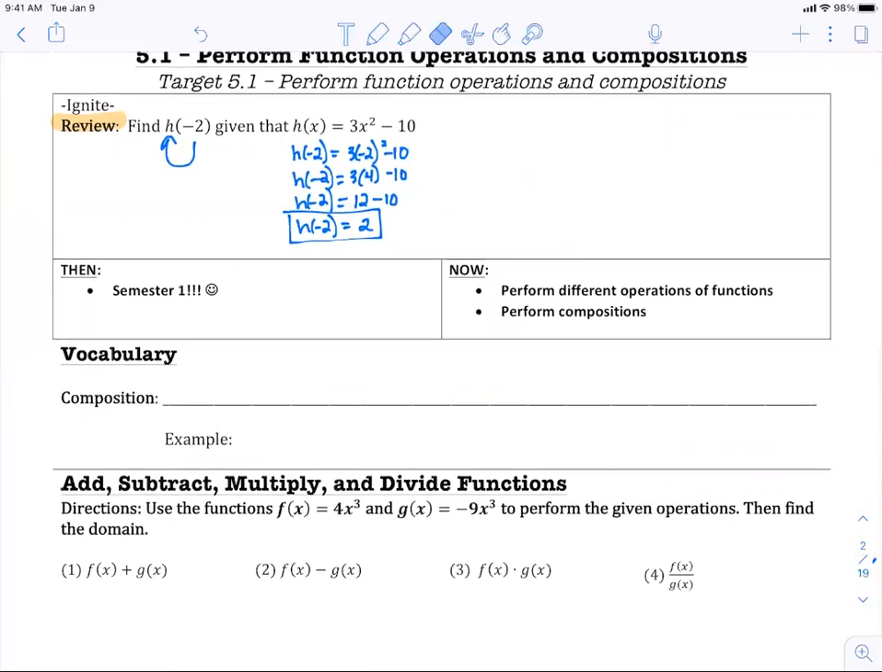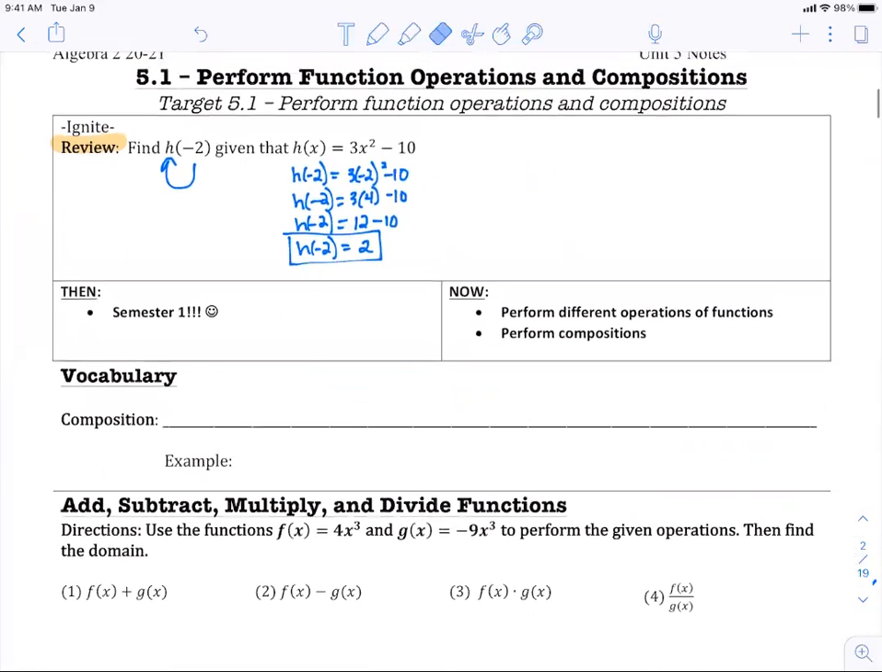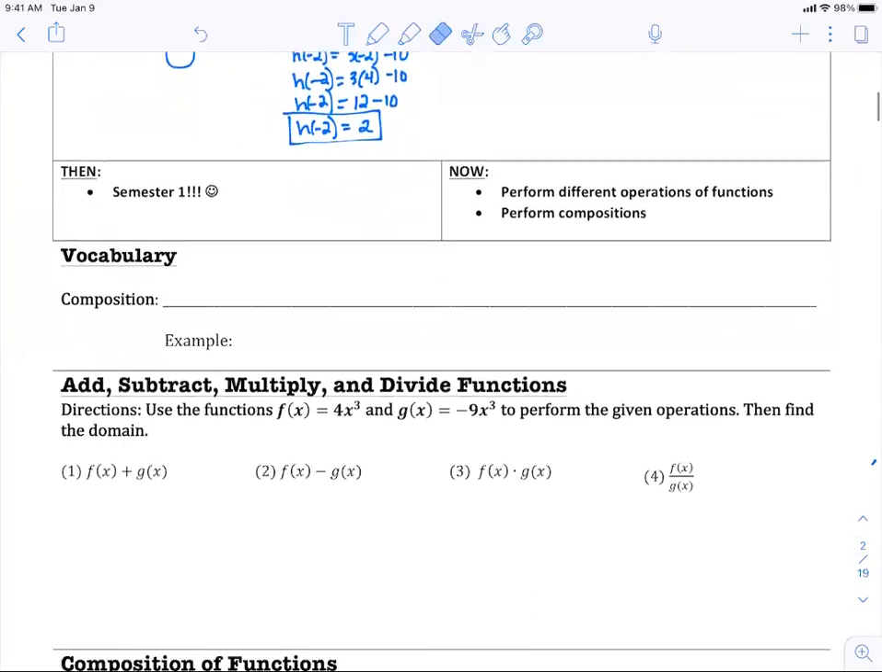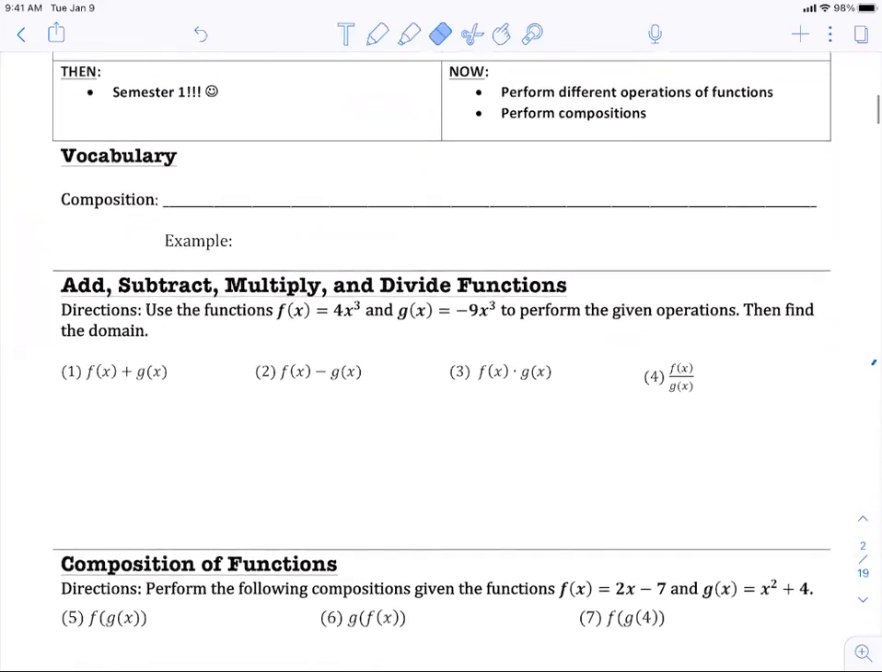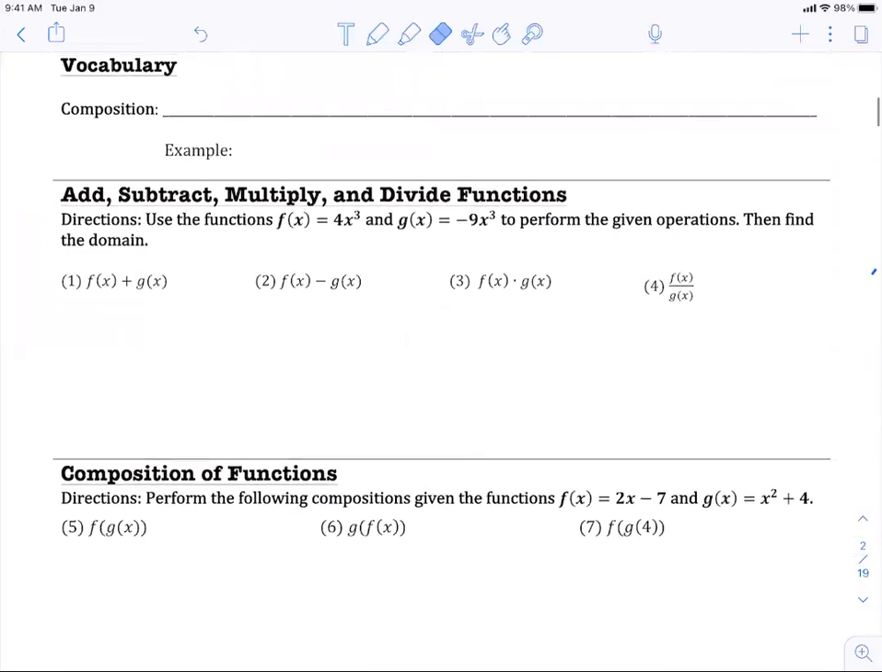The main theme for today is all about compositions and function notation in general and function operations. But before we get into compositions, we want to get used to working with different types of functions. I'm going to come back to the vocabulary part of this. We'll fill that in just a moment.